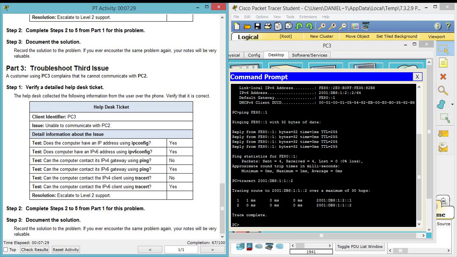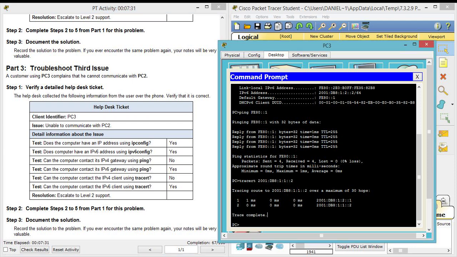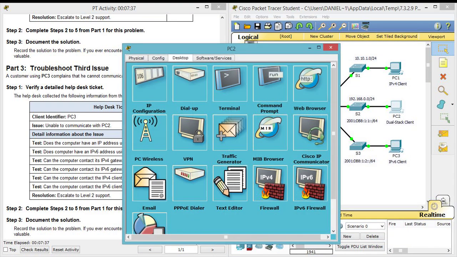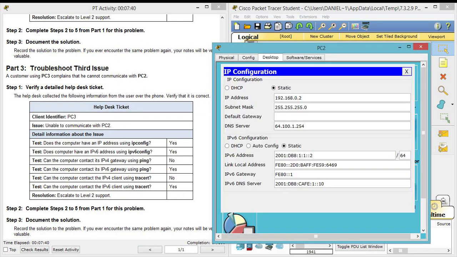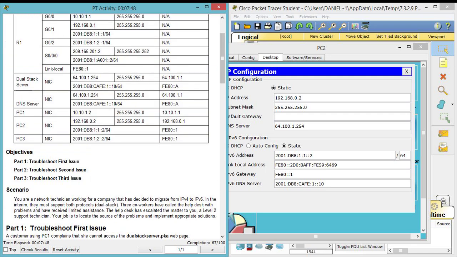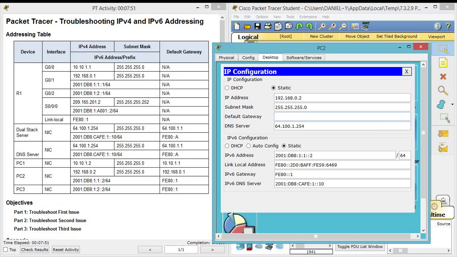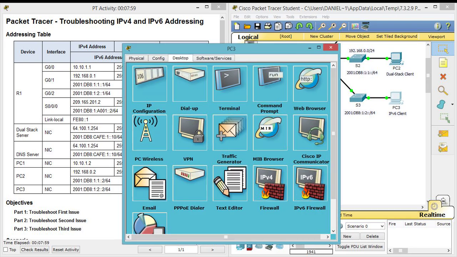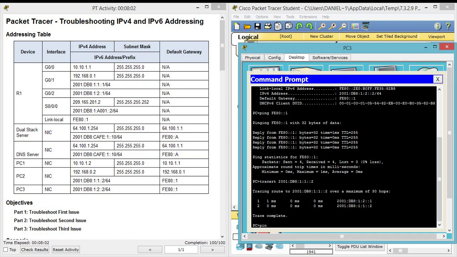So this is actually probably the hardest problem of all of them, and the problem here is actually that there is no default gateway configured on PC2. So it should be 192.168.0.1, and now, however strange it may be, I believe we can now ping PC2. So let's go ahead and try that.